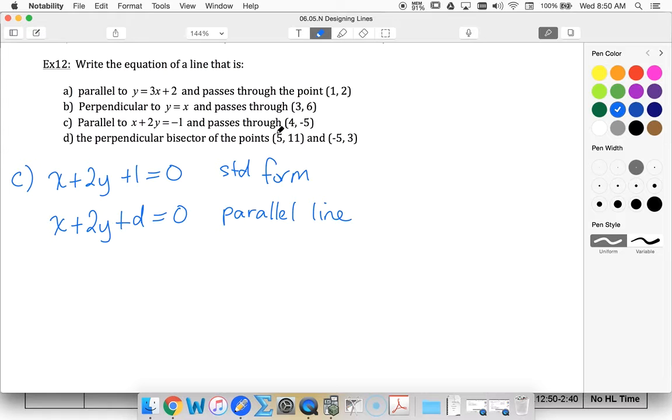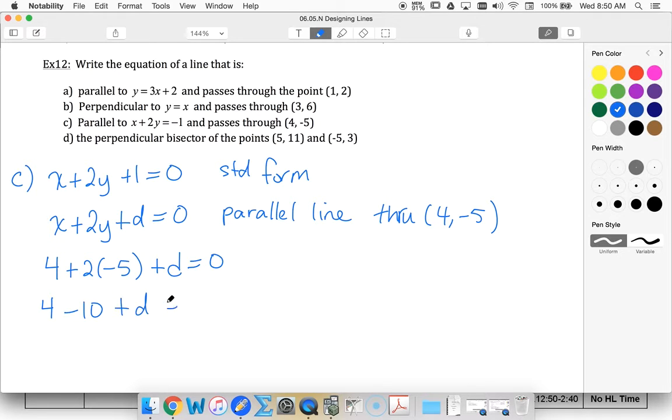So now we want to plug in this point because we want to go through the point 4, -5. So we're going to replace the x and y with 4, -5 to figure out what our d value is. So 4 plus 2 times -5 plus d must be equal to 0. 4 minus 10 plus d equals 0.